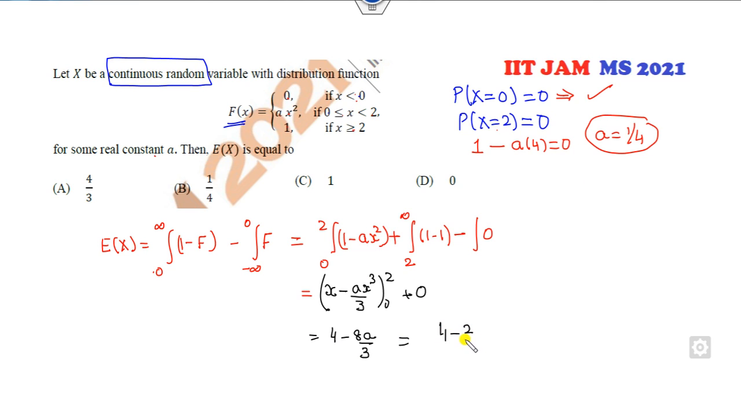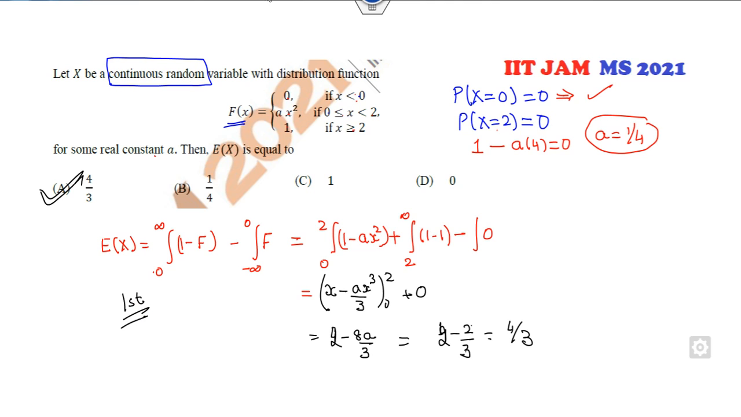So this is my 2 over 3. So 12 minus, sorry, it's a 2. It's a 2. So 6 minus 2 is 4 over 3, which is the right answer of this problem. This is the first method.